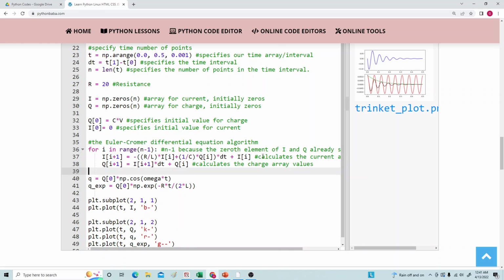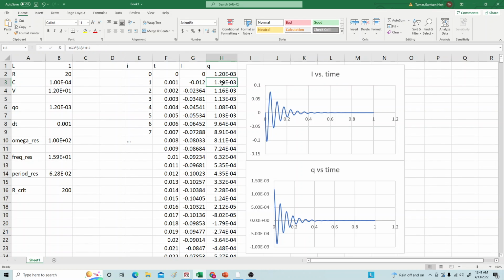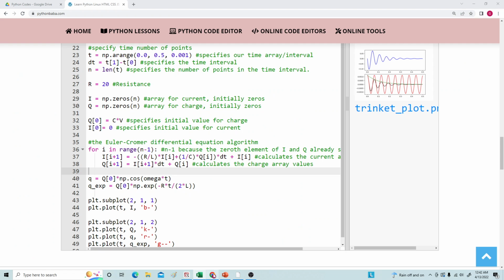Now I should also mention one more thing, okay? The Euler-Cromer differential equation algorithm comes in because when you're doing your second calculation here, you're actually using the result of the previous calculation, not the initial previous value of the charge or the current. So when we do our updating for the charge here, I'm going to use the value for the current that I just found instead of the previous value. That's the Euler-Cromer correction to the simple so-called Euler method.